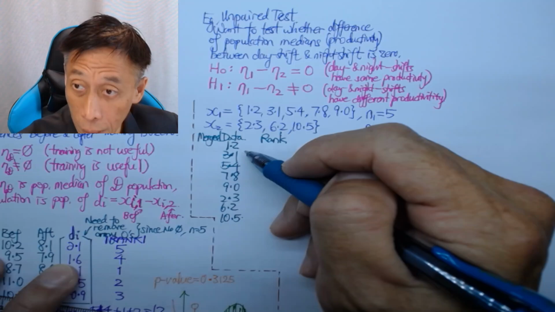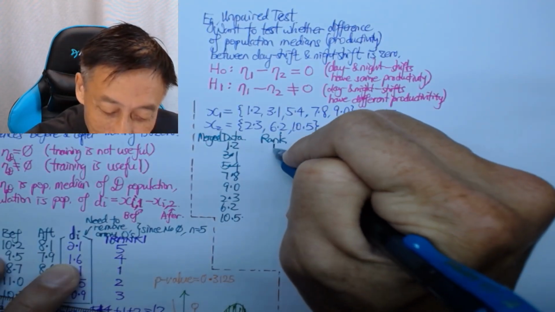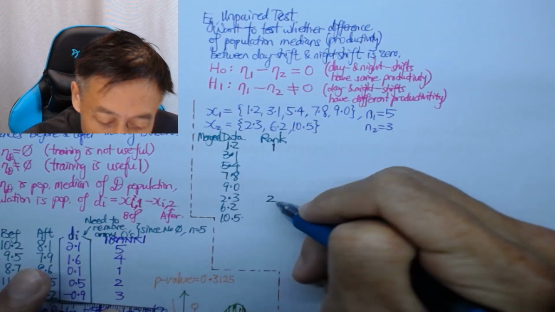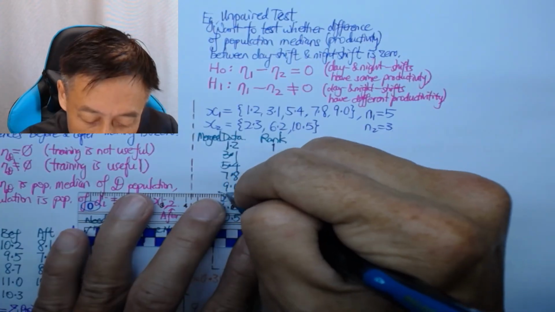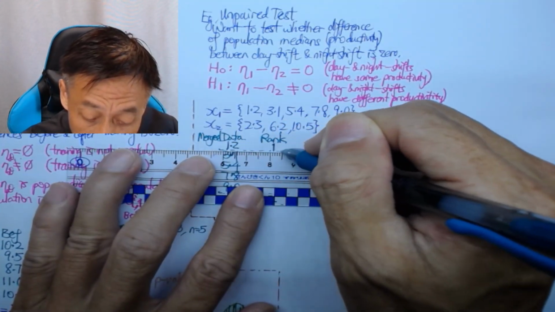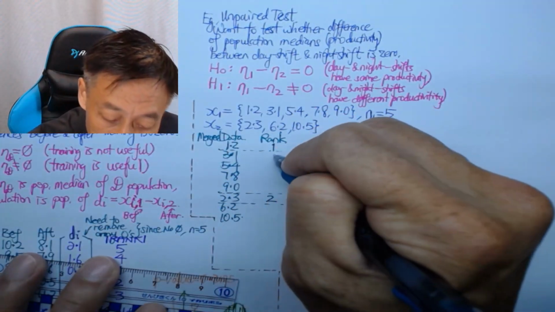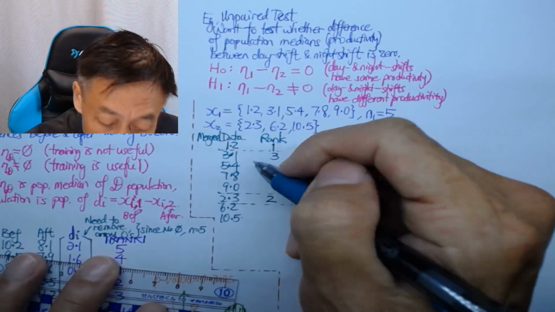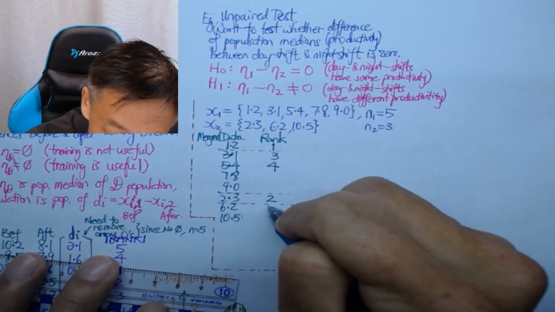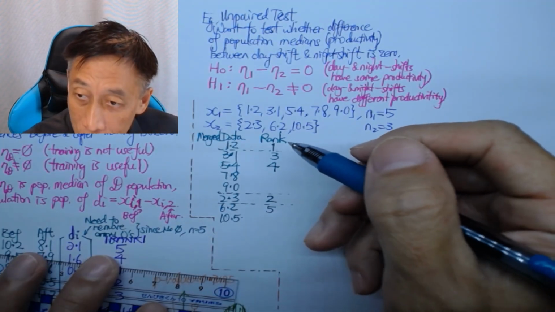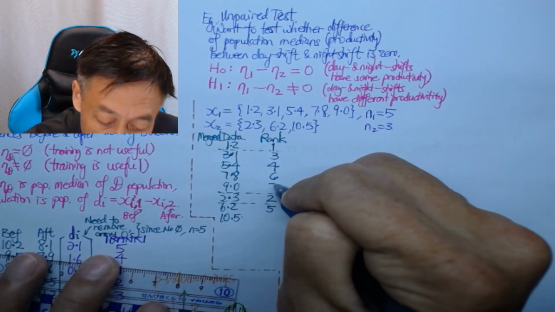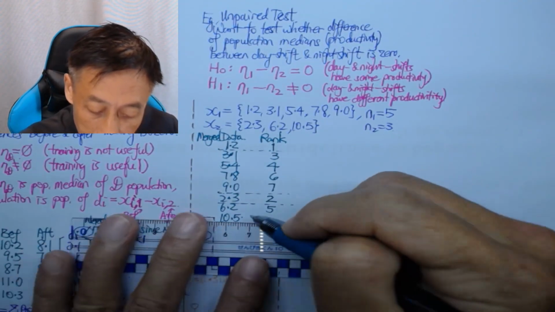So clearly this is 1, so rank number 1, and then we have this number 2. Just to make sure we can read the line very clearly. We have 3.1 is rank number 3, 5.4 is number 4, and 6.2 here is number 5. 7.8 here is number 6, this value 9 is number 7, and 10.5 is number 8.